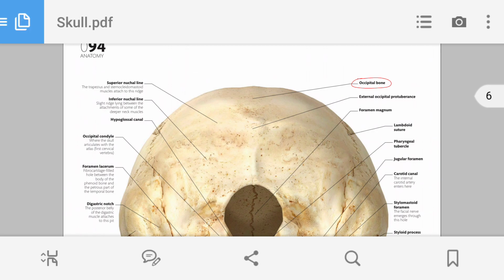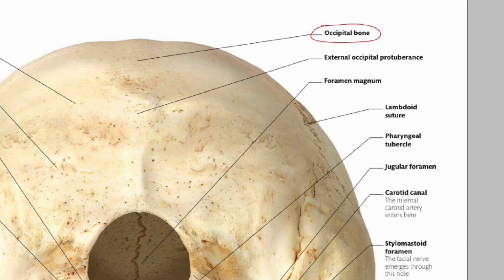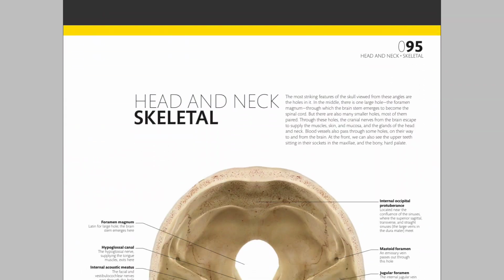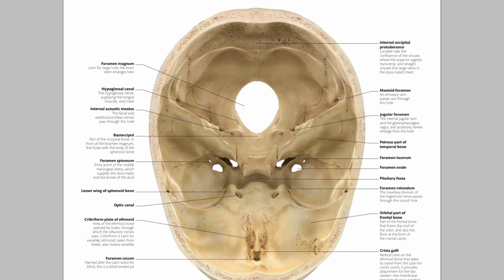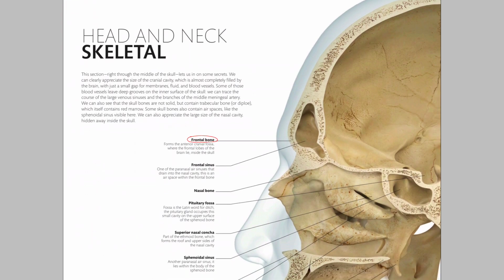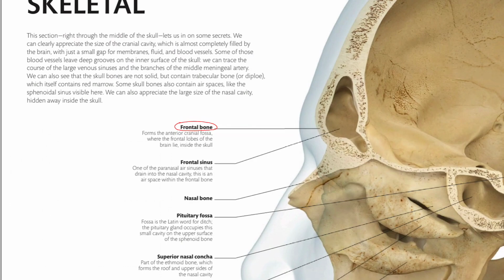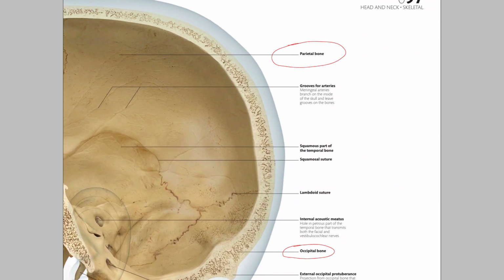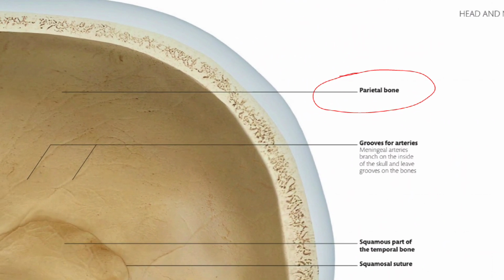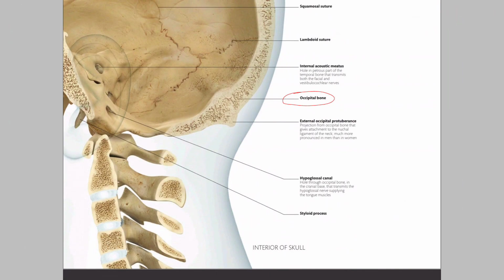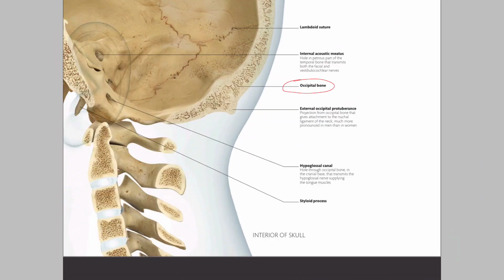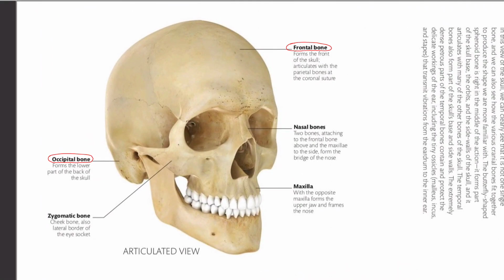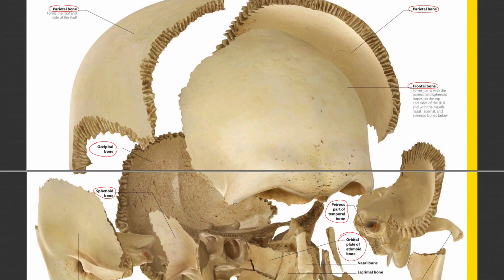Now in this figure, occipital bone, frontal bone, parietal bone, occipital bone, over here frontal, occipital. Now this is a very interesting figure.